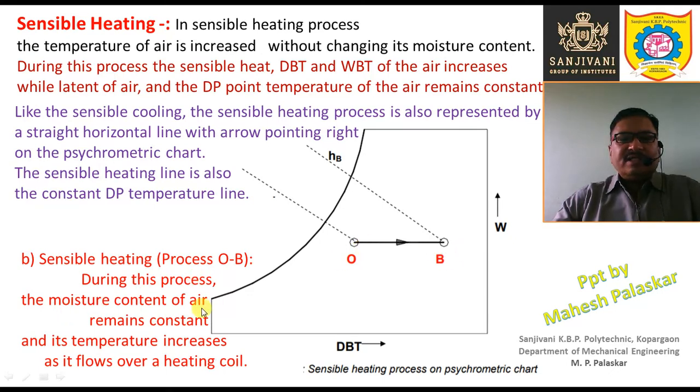During this process, the moisture content of the air remains constant and its temperature increases as it flows over a heating coil, right? So the air will flow over a heating coil. The heating coil may be an electric resistance coil or some coil through which hot water is flowing. Okay, and the air comes in contact with this heating coil, and due to that the dry bulb temperature of the air increases without any increase in the specific humidity, right?